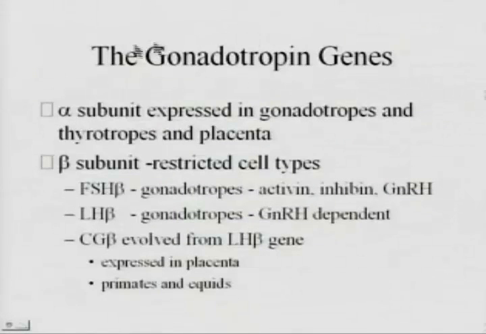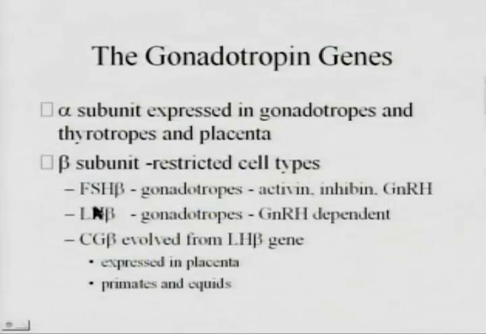So we recall that the gonadotropin genes are of two types because the gonadotropins, both FSH and LH, are heterodimers with an alpha subunit that's expressed in the gonadotropes and the thyrotropes and the placenta. Remember, the placenta is a source of chorionic gonadotropin, and therefore also has the alpha subunit. The beta subunit is restricted to certain cell types. The FSH beta subunit gene is expressed in the gonadotropes and affected by activin, inhibin, and GnRH.